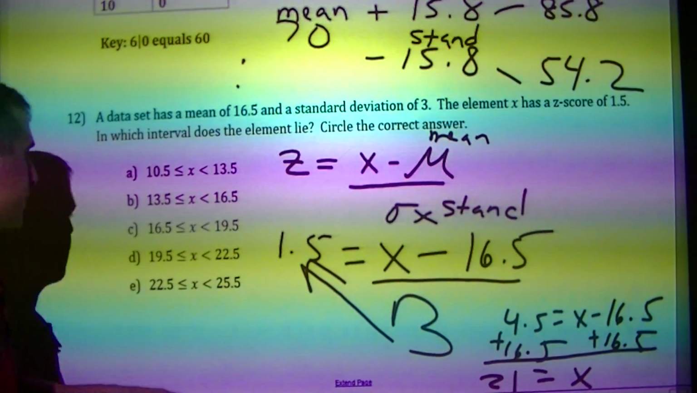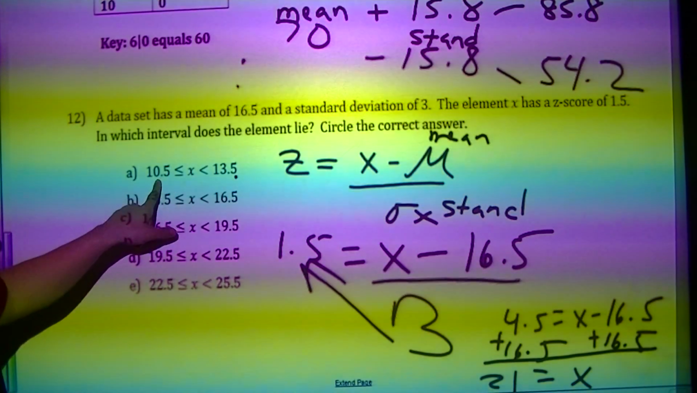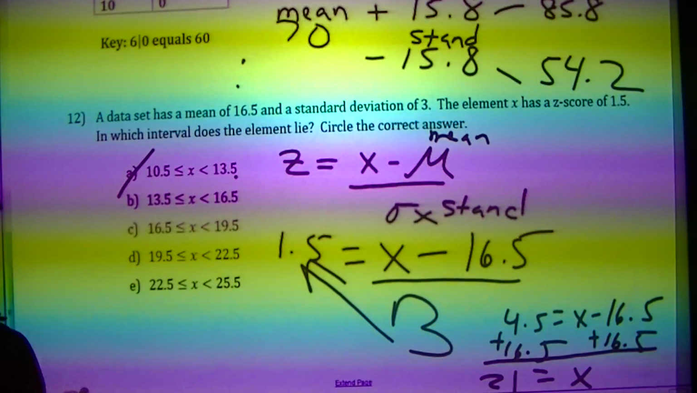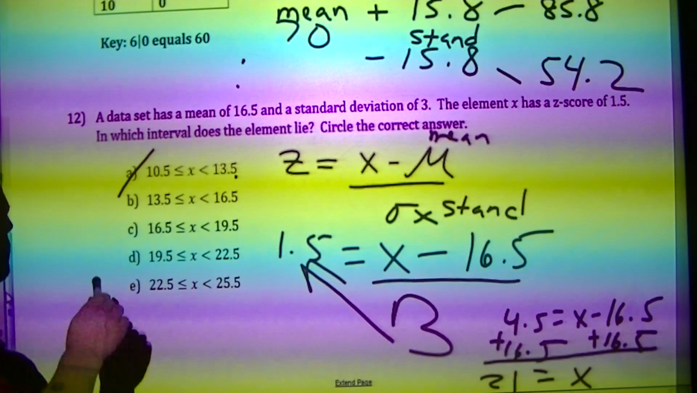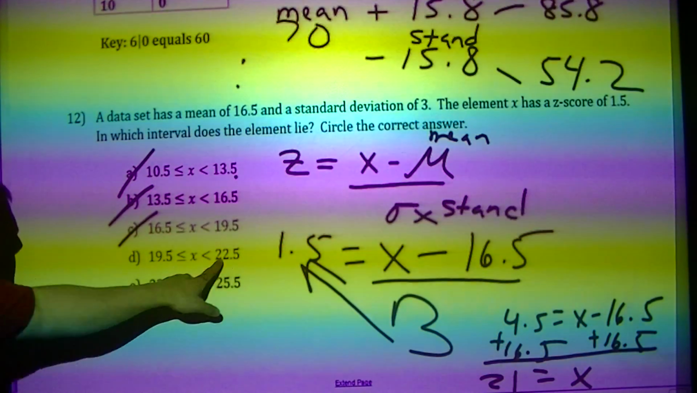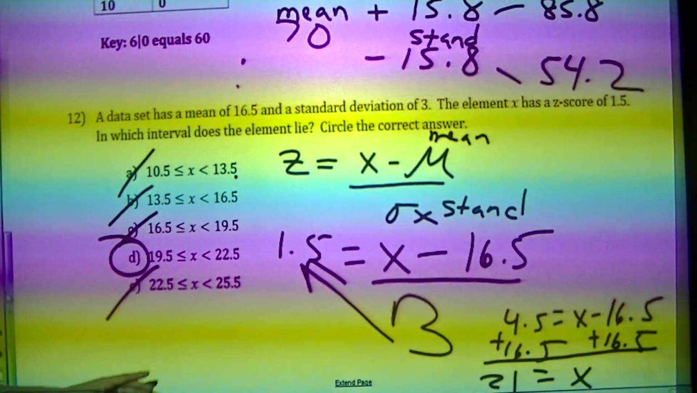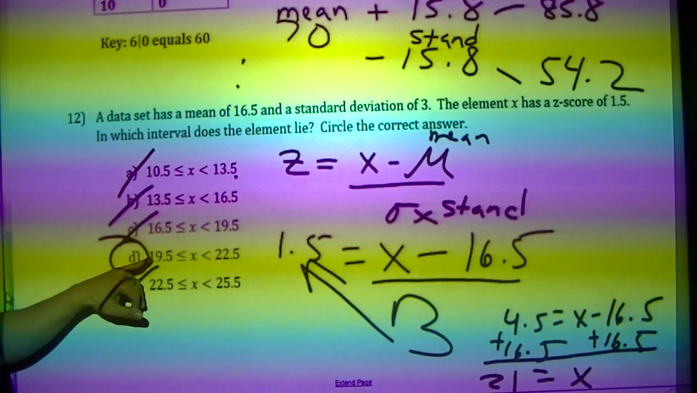Now, if you look at your selections, where does 21 fall? Between 13 and 10? No. Does 21 fall between these two? No. Does it fall between these two? No. Does it fall between 19 and that? Yes, it does. This one, it does not as well. Okay? So what they're looking for is which one does it fall between.